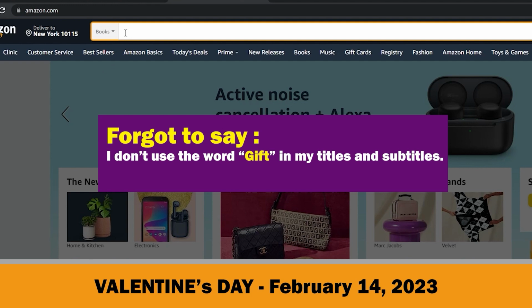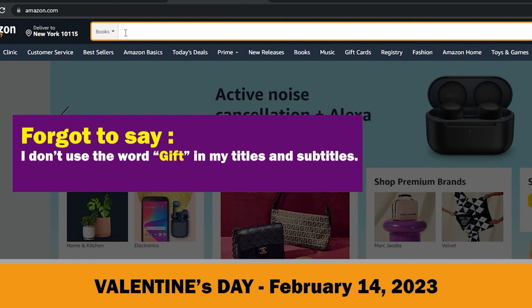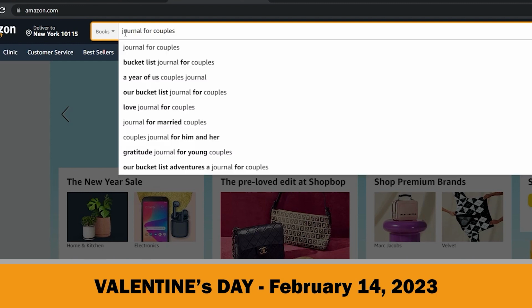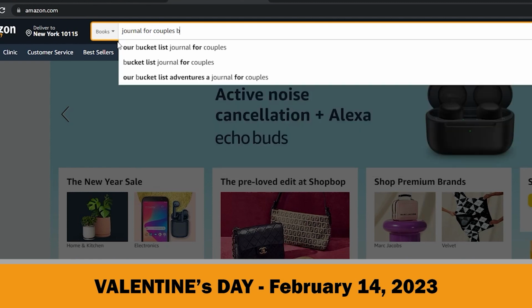Another idea to find different types of books for Valentine's Day is typing journal for couples on the Amazon search bar and then using the same methodology. I mean, adding each letter to the end of this search phrase. As an example, type journal for couples space B. As you see, we have some new suggestions.